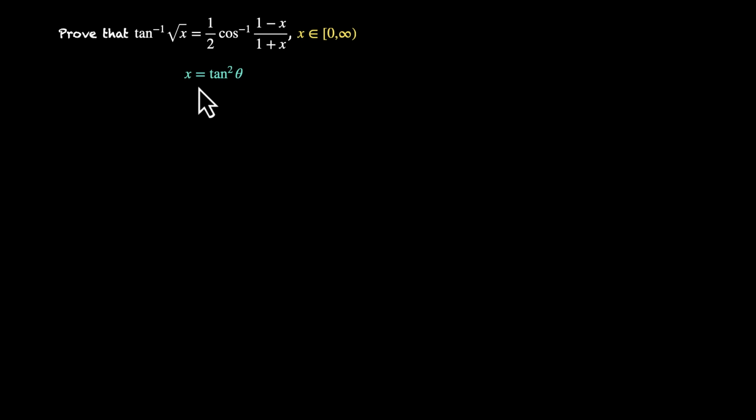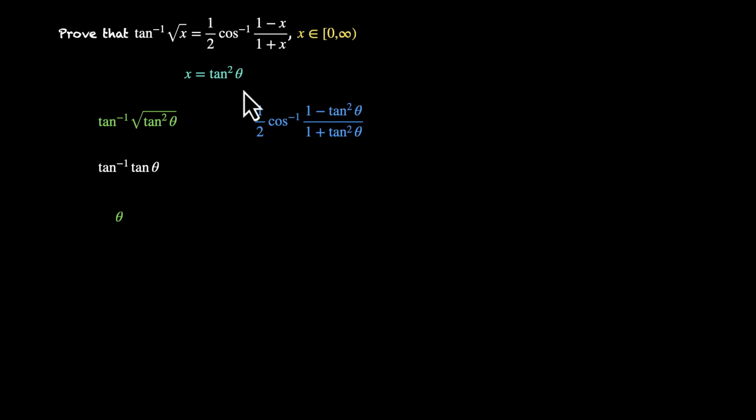If we replace x as tan square theta on the left hand side, this is what we get. We get tan inverse root of tan square theta. Root and square cancel out. This becomes tan inverse tan of theta, which becomes theta. So this is the left hand side. Pretty neat. What's the right hand side?